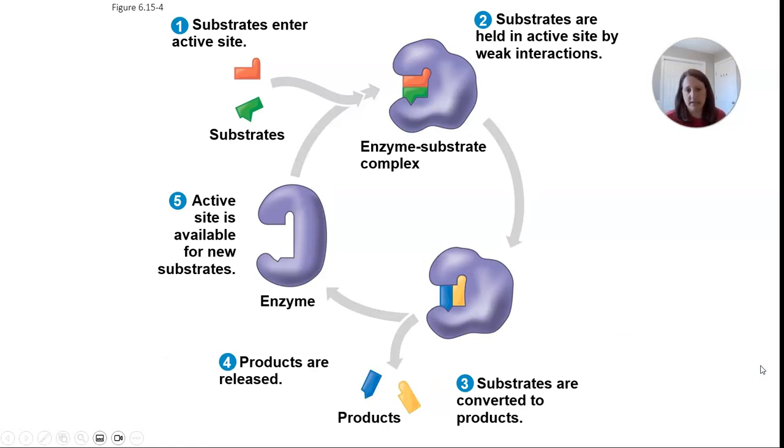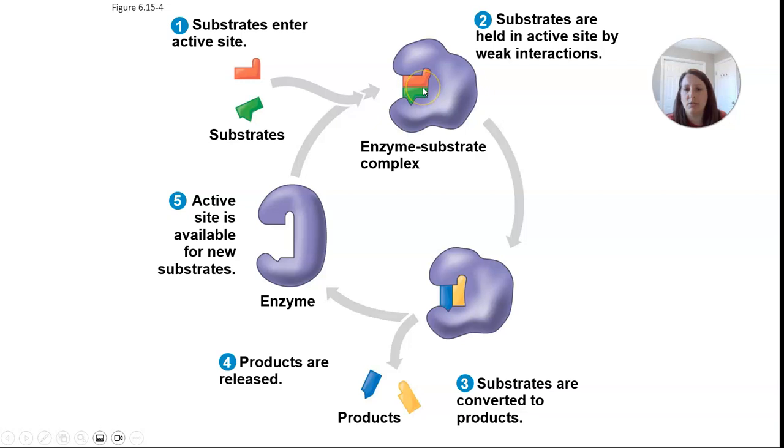Okay, so here is just a typical enzyme. The substrates here are shown in orange and green. In this case, there are 2 reactant molecules or 2 substrates. That's a possibility, or it might just be 1 reactant. And in purple here, this globular structure is the enzyme. And so we have substrates, which would be the reactant molecules.